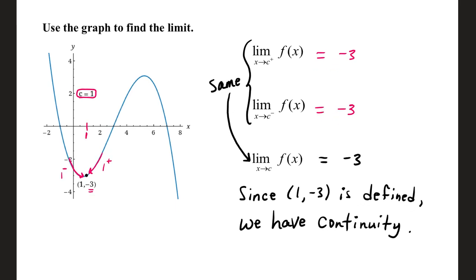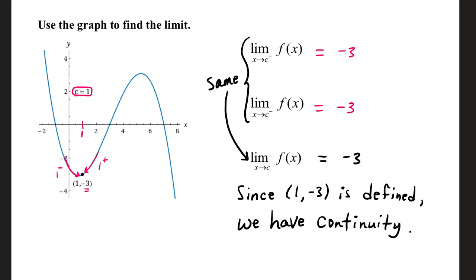Use the graph to find the limit. We have a cubic graph that decreases, has a turning point at (1, -3), increases, has another turning point, and then decreases. Our specific value of c for this example is c equals 1.